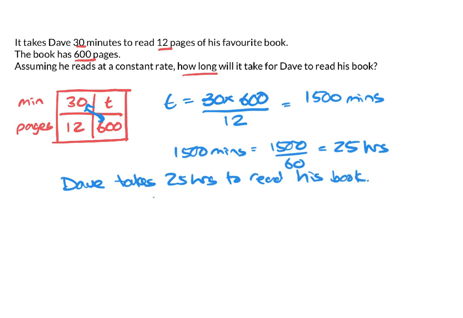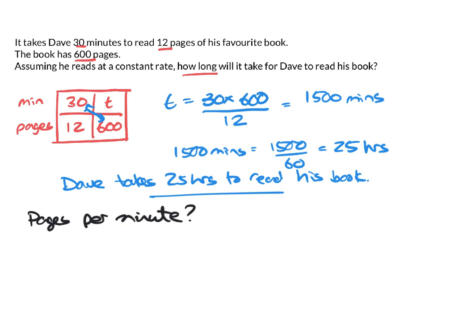Just looking at the question again, there may be an additional part to this question. So they might ask how many pages he reads per minute, for example. So if we wanted to work that out, pages per minute, that would be called the unit rate.